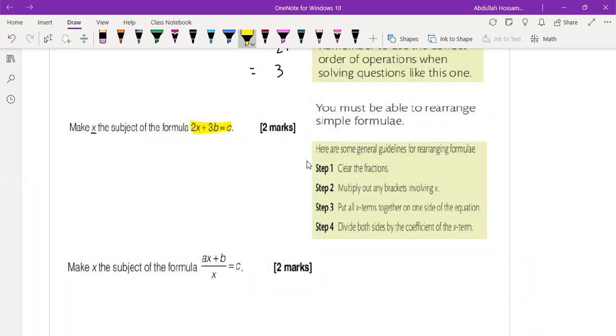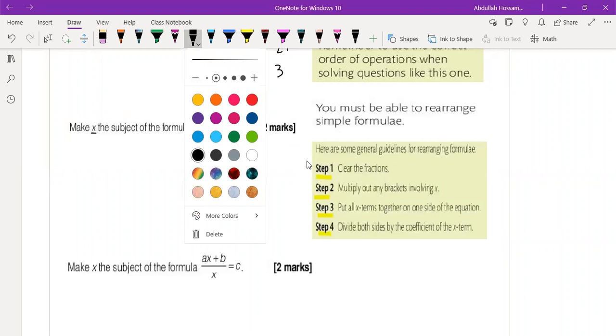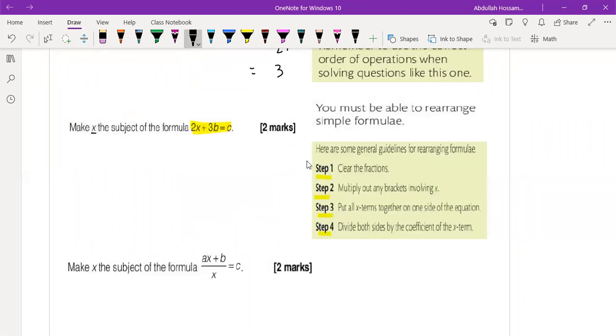So here, some steps you need to follow to solve this question. Step 1, clear the fractions. Step 2, multiply out the brackets involving x. Step 3, put all x terms together on one side of the equation. Step 4, divide both sides by the coefficient of the x term. Easy, guys. See, write it again, right here. 2x plus 3b equals c.